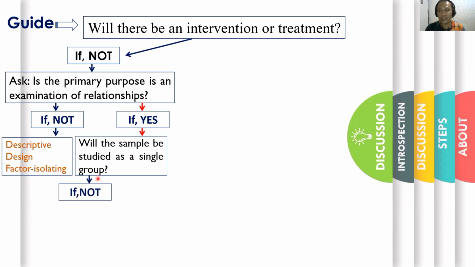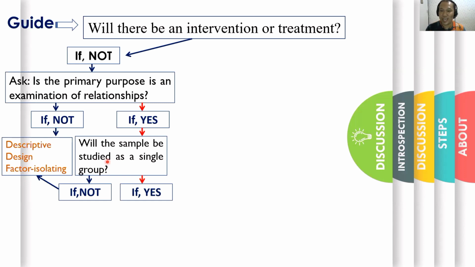If your answer is no, therefore still you are using descriptive design. Okay? That's a factor isolating. I repeat, you are not using only one group. There are more groups being studied, and the information is coming from more than one group. Okay? Now, what if your answer is yes?